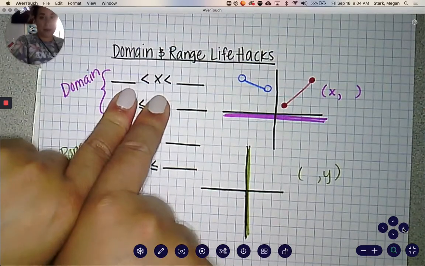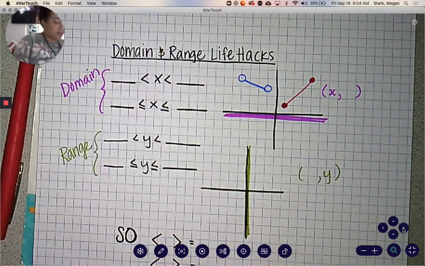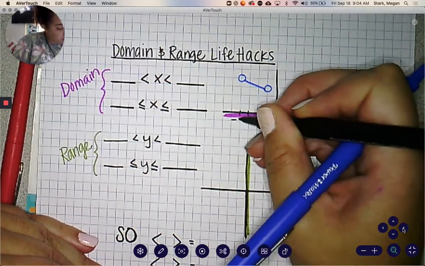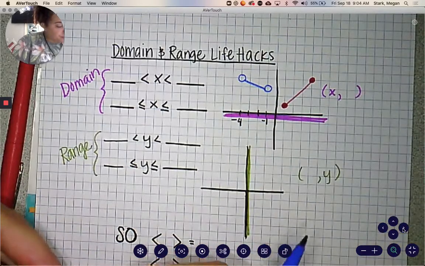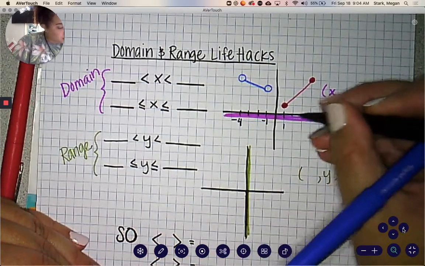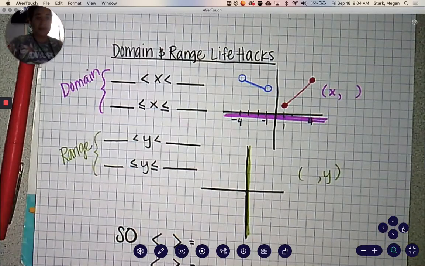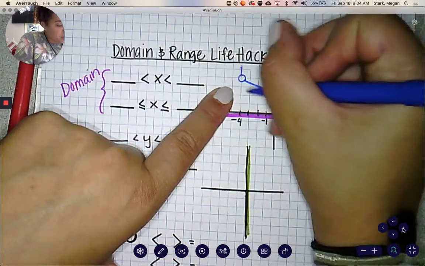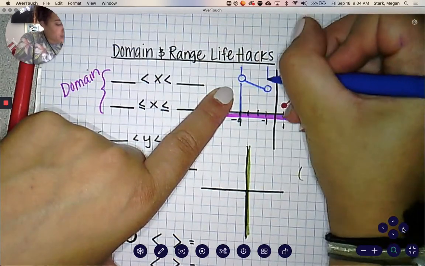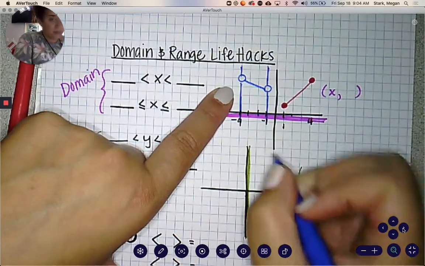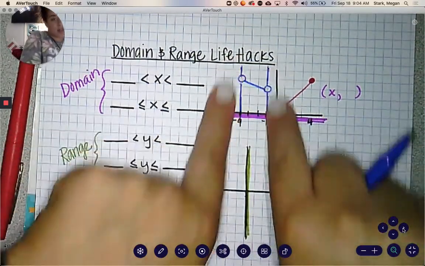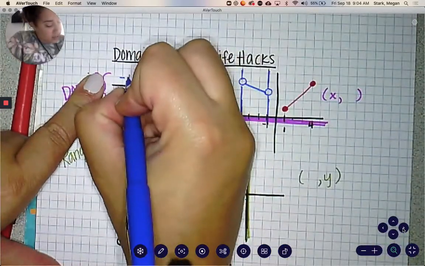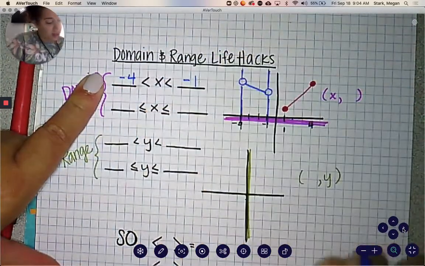Okay, so blue, I know that this is 1, 2, 3, 4. So this is -4, -1. This is 1, 2, 3, and 4. So this blue graph only exists from -4 to -1. It only exists within those two x values. So we have a -4 and a -1.